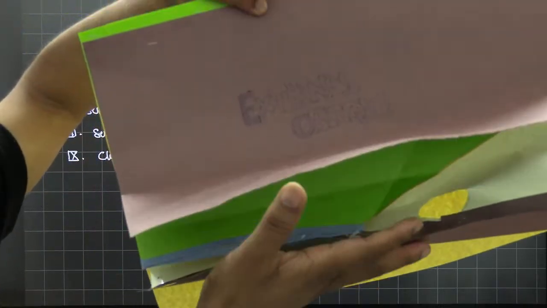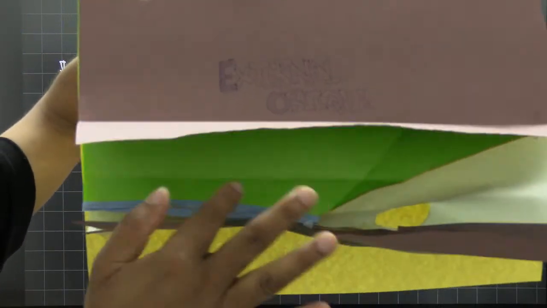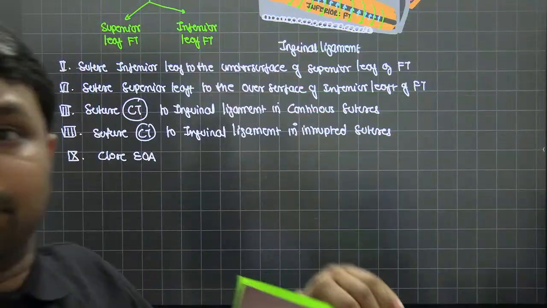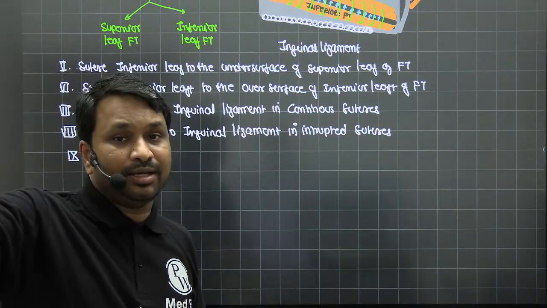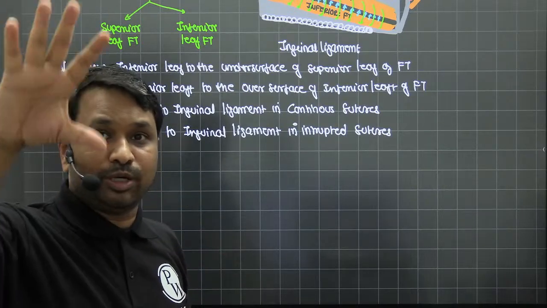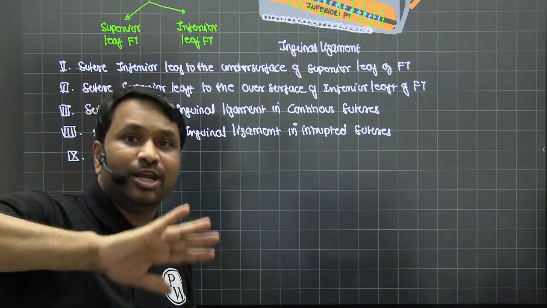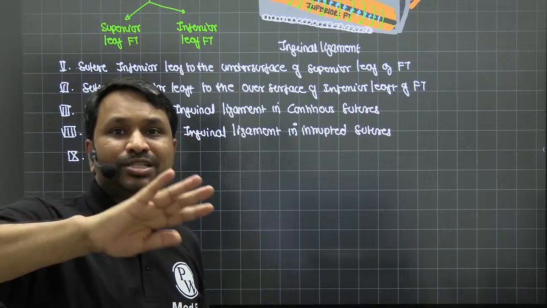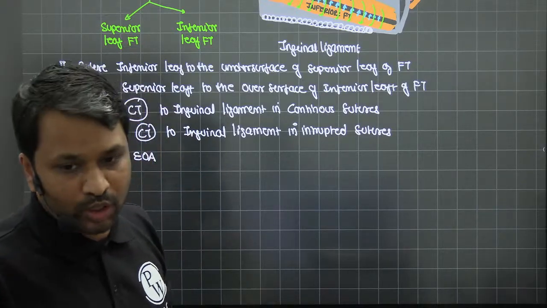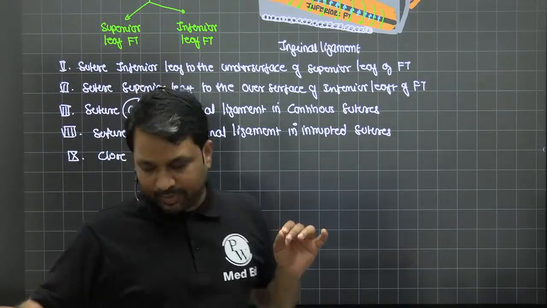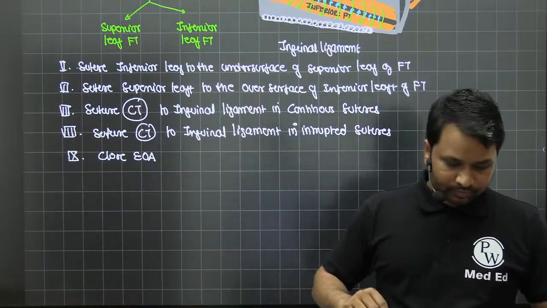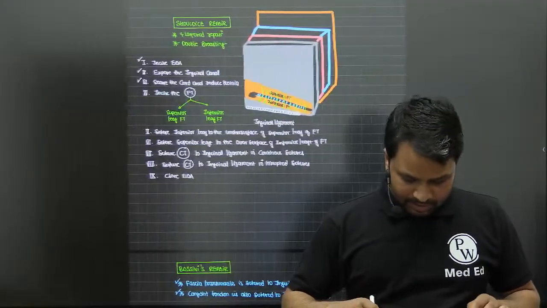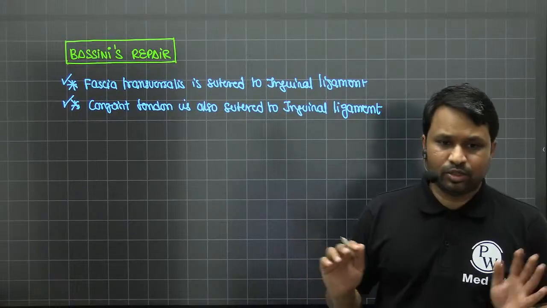Now I'll close the external oblique. So now you say Bassini. Bassini is a two-layered repair. Fascia transversalis to the inguinal ligament, conjoint tendon to the inguinal ligament. Together it forms a nice solid base for the posterior wall. So the strength of the abdominal wall is restored. That is the whole objective of Bassini's. Clear about Bassini's? Okay. Very clear with Bassini's.